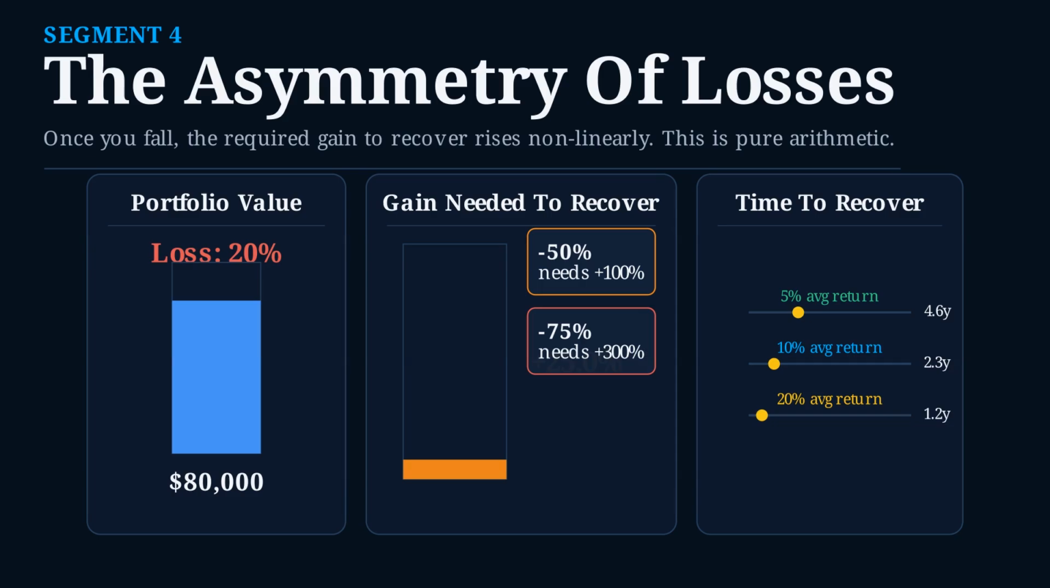Recovery time compounds the pain. If a portfolio falls by half, even a 10% average annual return can require more than 7 years to recover. At lower return rates, the wait becomes much longer. The lesson is simple. Large drawdowns do not just hurt in the moment. They permanently raise the hurdle your portfolio must clear to get back to even.